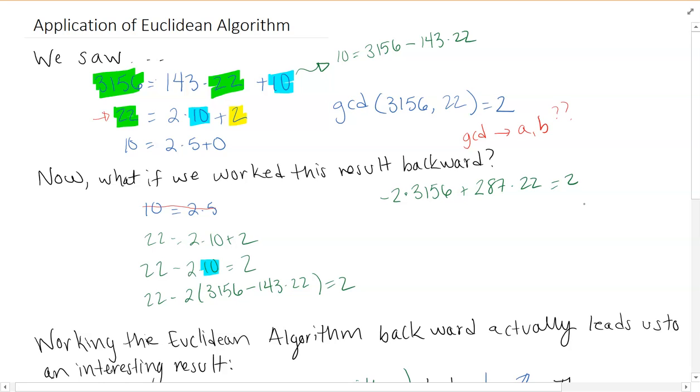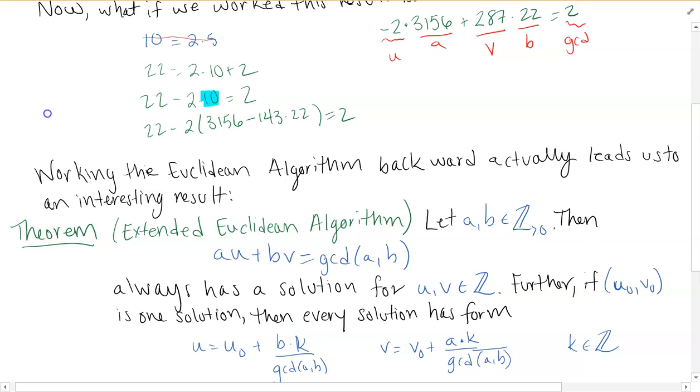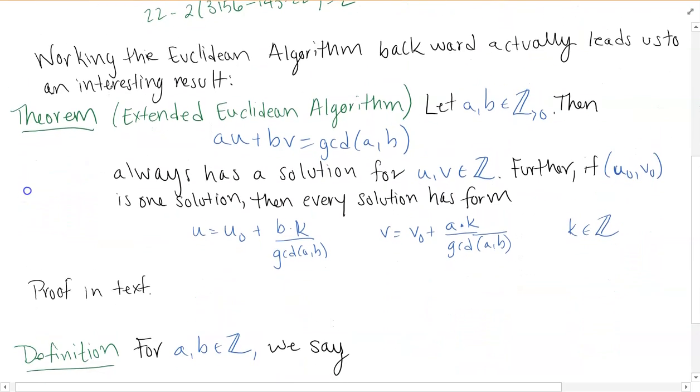I made sure. But what this looks like is that there is a constant here, which we might call U, because this is A, one of the numbers we started with, and B was over here, another number we started with, and this we might call V, and then over here is our GCD. In essence, this is saying that the GCD can be expressed as a linear combination of the A and B that we started with. That's kind of cool. And so working the Euclidean algorithm backwards leads to the extended Euclidean algorithm.